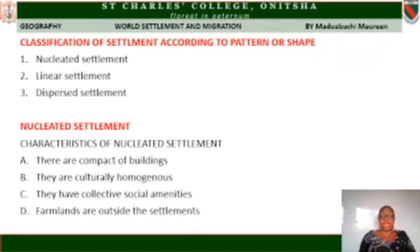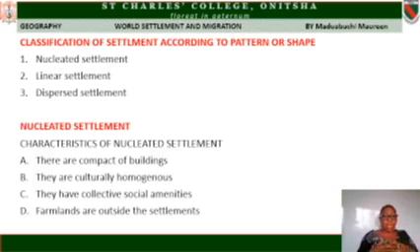Classification of settlements according to pattern or shape. 1, nucleated settlement. 2, linear settlement. 3, dispersed settlement. Let me explain them. Nucleated settlement. Characteristics of nucleated settlement. There is a compact of buildings. Buildings are close together. Example, when you go to Awada, you see the buildings very close to one another.